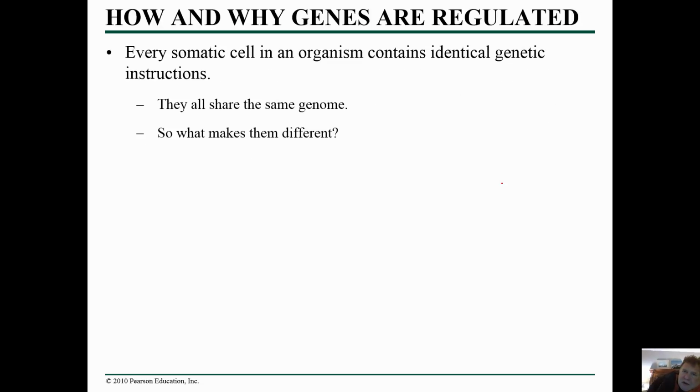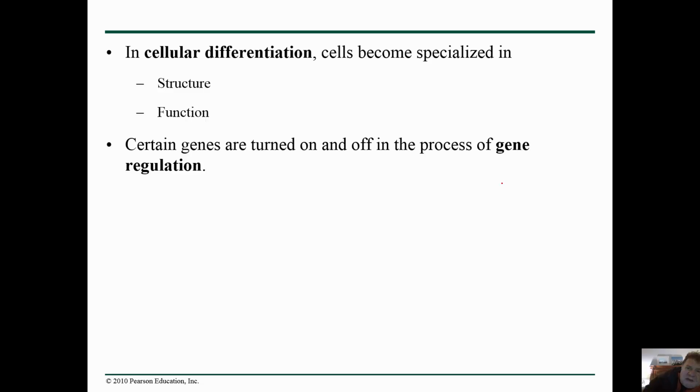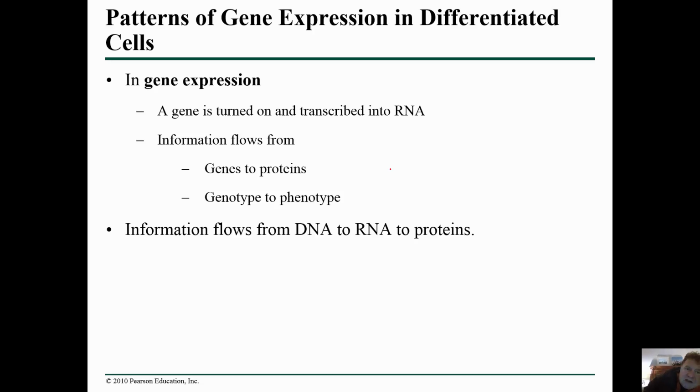So what we want to look at is how and why genes are regulated. Hopefully you know that every somatic cell, that is, every cell in an organism, contains identical genetic instructions, so they all share the same genome. So what makes them different? This is a process of cellular differentiation, where cells become specialized in their structure and also in their function. So an eye cell is an eye cell, and muscle cells are muscle cells. Certain genes are turned on and off in this process that we call genetic regulation.